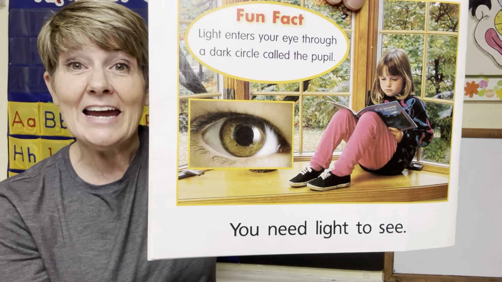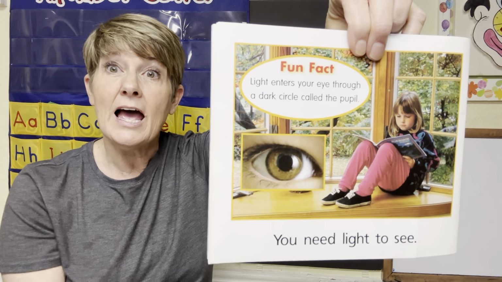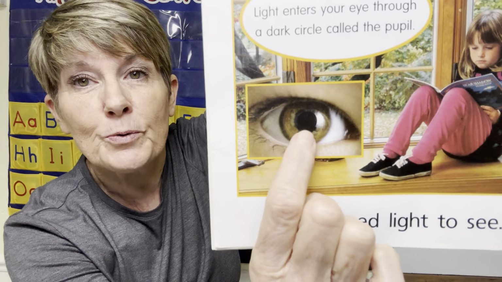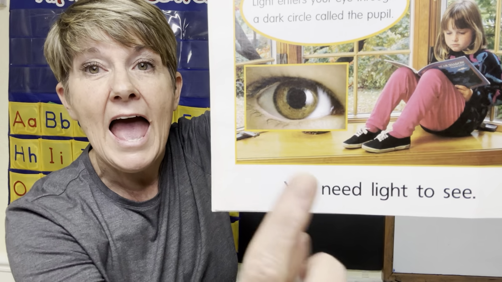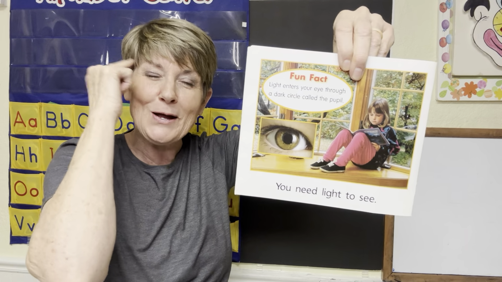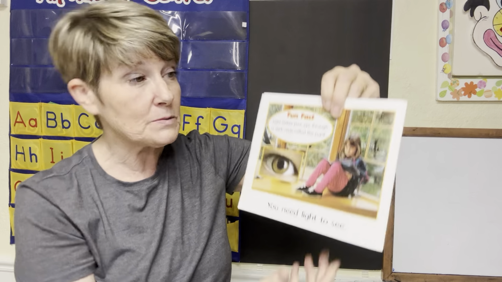You need light to see. When it's dark at night, can you see very good? Your eyes, see right here, this is called your pupil, that little black thing. And light bounces off things, comes into your pupil and goes up into your brain, and your brain tells you what color it is. That's pretty cool, huh?